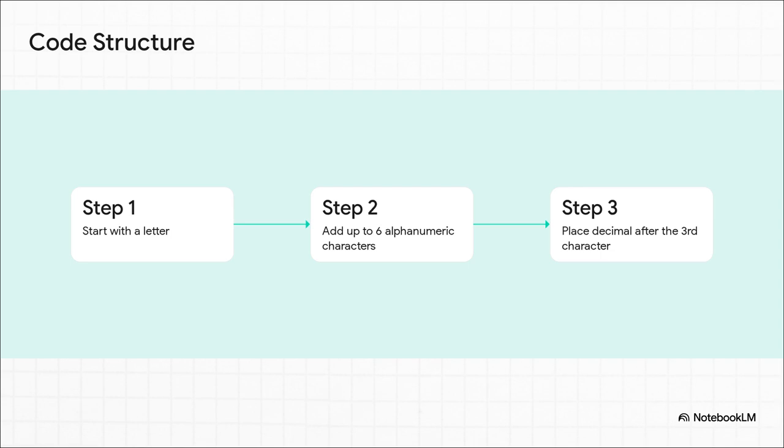And step 3, actually, listen to me carefully on this one. The decimal point is placed strictly after the third character, always. It represents the category. The decimal is not just some optional formatting thing, it is an absolute structural rule.